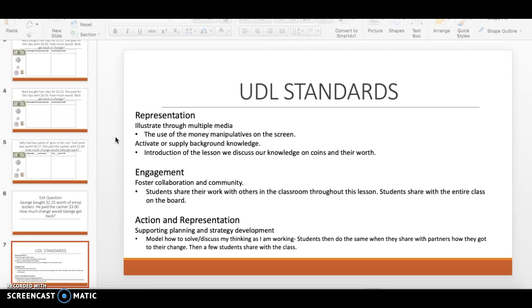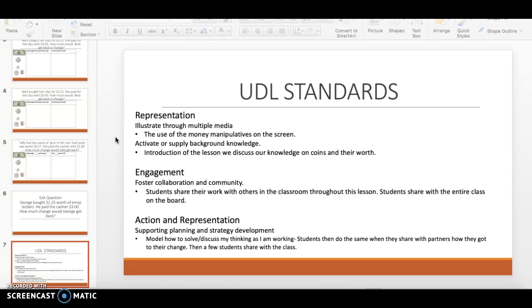So use of the money manipulatives on the screen. Activators apply background knowledge, introduction of the lesson. We discussed our knowledge on coins and their worth, so kind of building that background knowledge so that they were able to move on to the counting up activity.